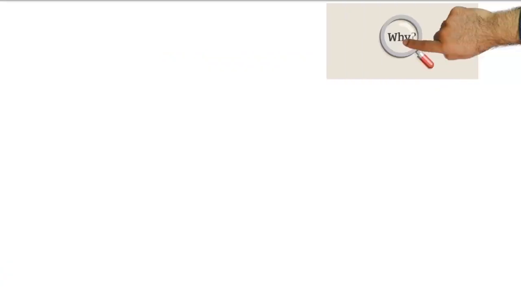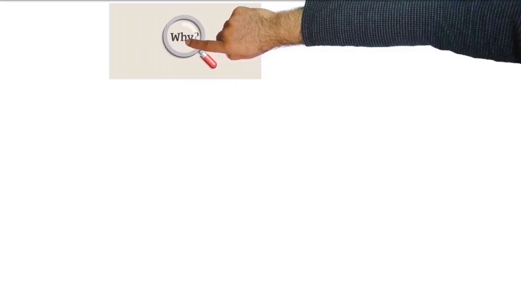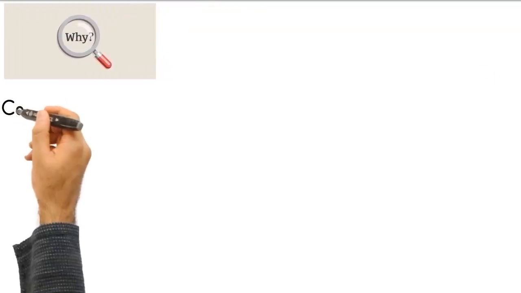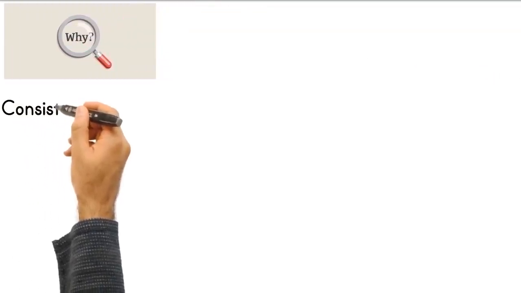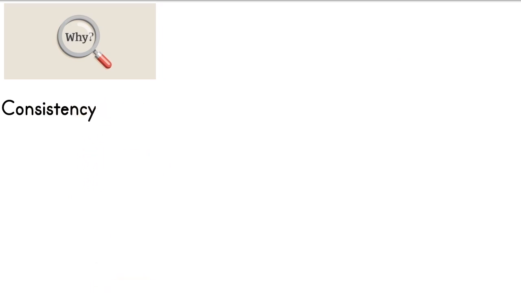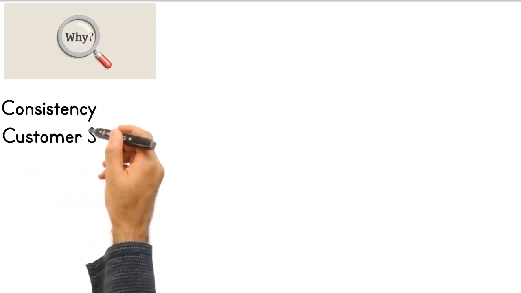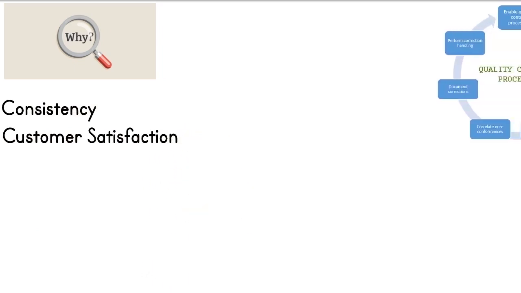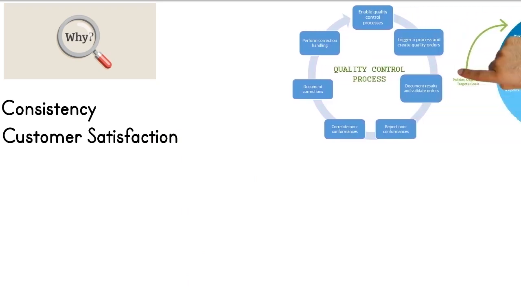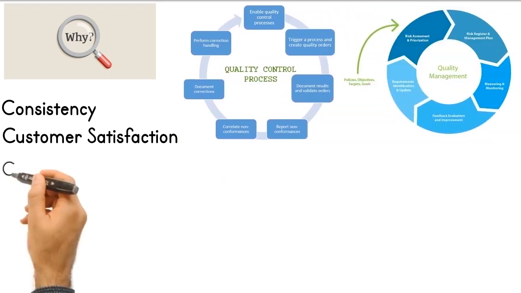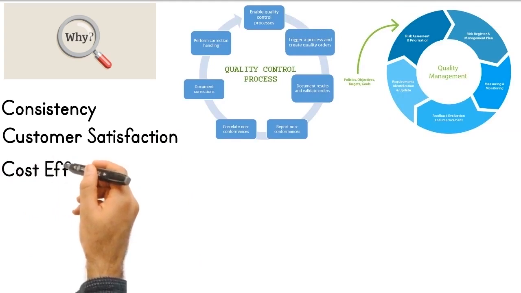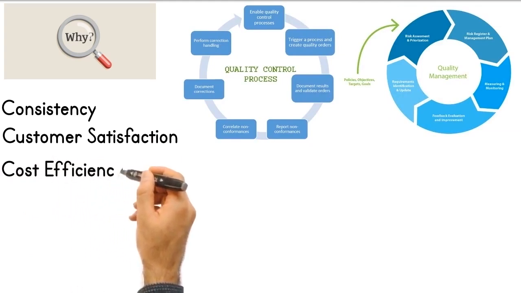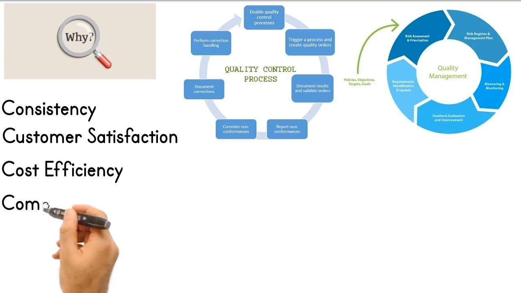Why is quality and process control important? By controlling processes and monitoring quality, organizations ensure that products and services are consistent and meet the same high standards every time. Meeting quality expectations leads to higher customer satisfaction, repeat business, and positive reviews, which are critical for a company's reputation. Effective process control reduces waste, rework, and product returns, saving the company time and money.